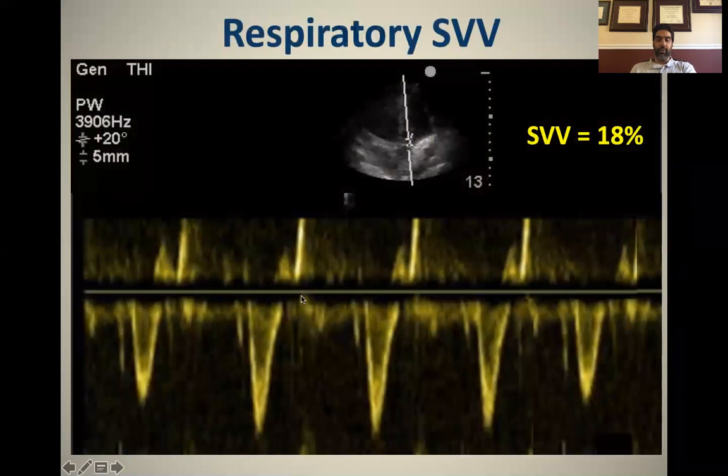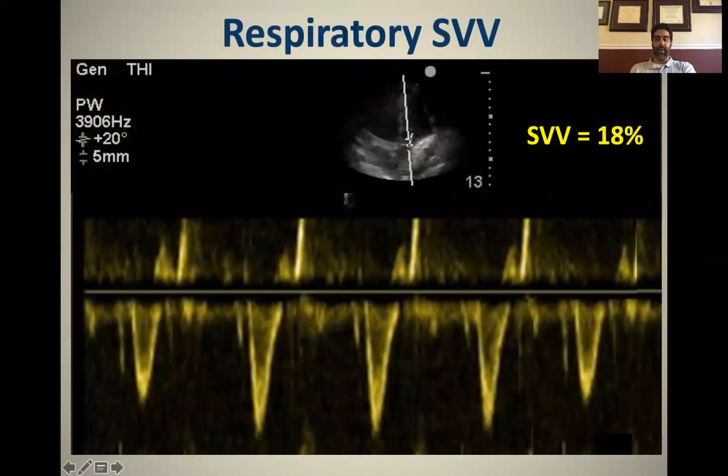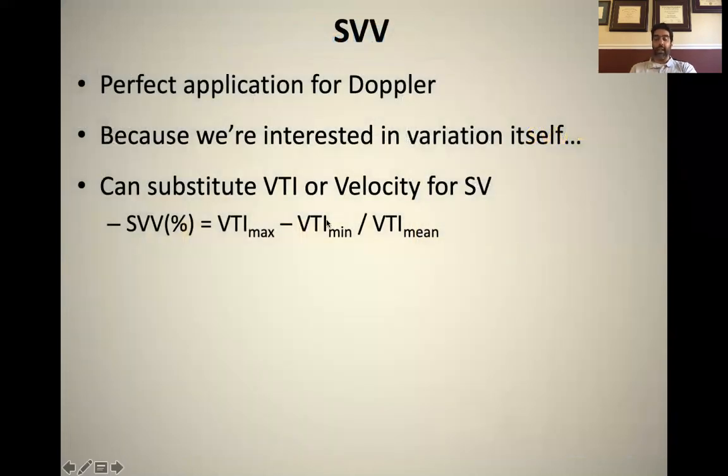Basically, what you would do is get your Doppler measurement and slow down your sweep speed so you get a bunch of different VTIs. You measure the biggest VTI and then the smallest VTI, subtract and divide by the mean, and that will give you your stroke volume variation. In this case, it's about 18%. So this is a patient, if they fit those 4 prerequisites, that would be volume responsive. Just do the VTI of this and the VTI of that. You don't have to do the full stroke volume calculation because the only thing that's changing is the VTI. The LVOT diameter is not going to change, so you can just use VTI.